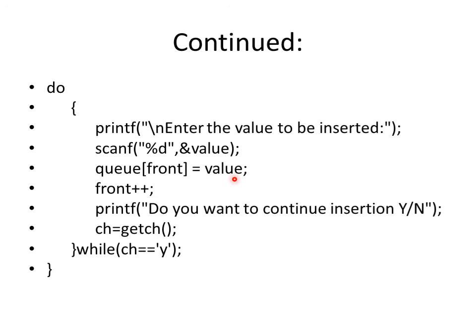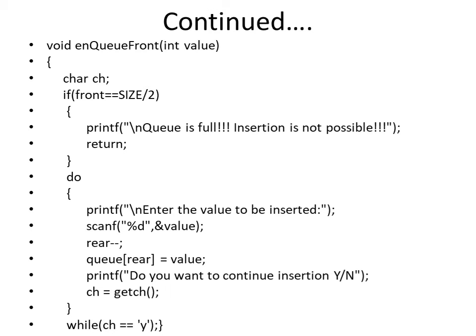Q of front equals value, that is, I am inserting the value at the front end. After inserting, it will initially be 0. Now what I do, until size I want to increment the front end. For that reason I am incrementing front equals front plus 1, that is front plus plus. I will repeat these things. Do you want to continue the insertion? Yes. If the condition is true, once again it is repeating. If not, it will come out of the loop, and it will check if your choice is this one, ENQ at front. The same thing is done here.